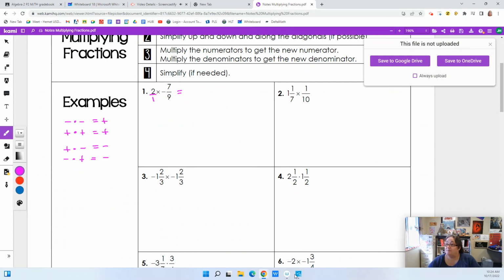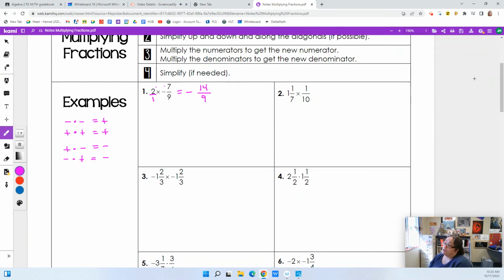There's only one. We have a negative times a positive. So we know whatever we get, we're going to have a negative answer, right? And then I just get to go 2 times 7. Well, 2 times 7 is 14. And 1 times 9 is 9. Now it says if I need to, I simplify, but we can't simplify 14 and 9, right? They don't share any common factors. Nothing that goes into 9 also goes into 14. And so we are done with that part. And that's our final answer, right?